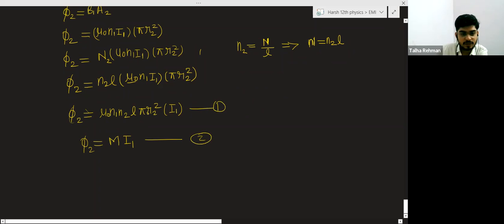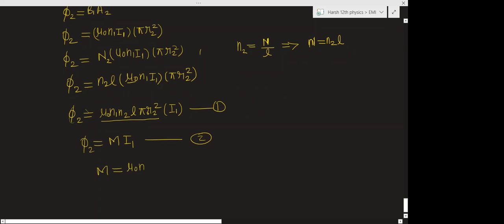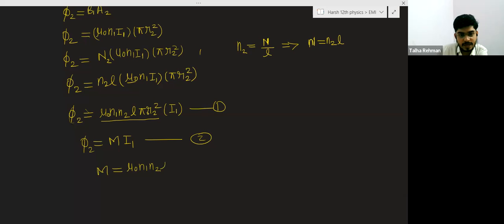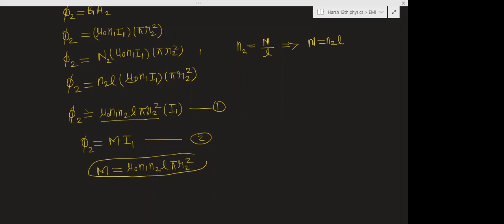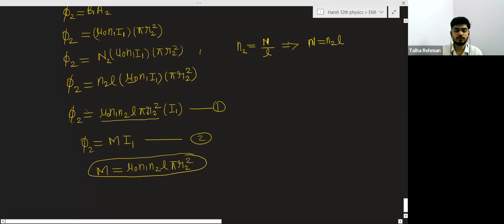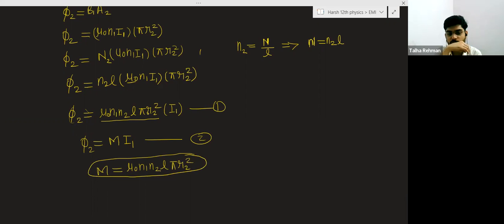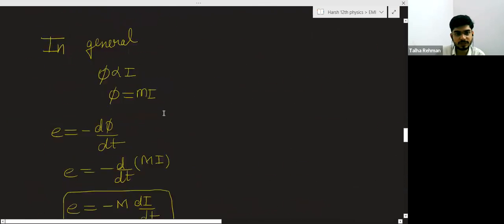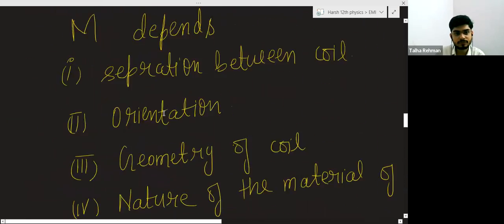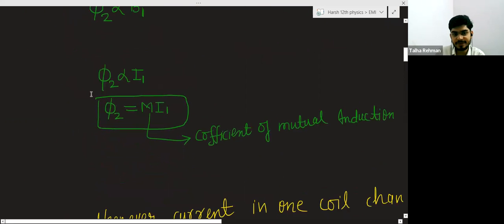Now compare both the equations. You will get the coefficient of mutual induction, that is mu naught n1 n2 L pi R2 square. So this is your coefficient of mutual inductance. See here, I have told you phi 2 is equal to M times I1, so we get this thing.